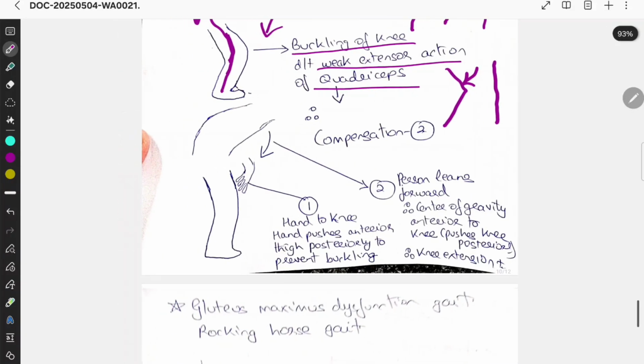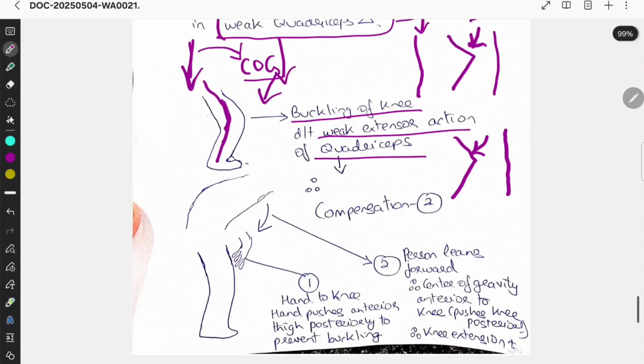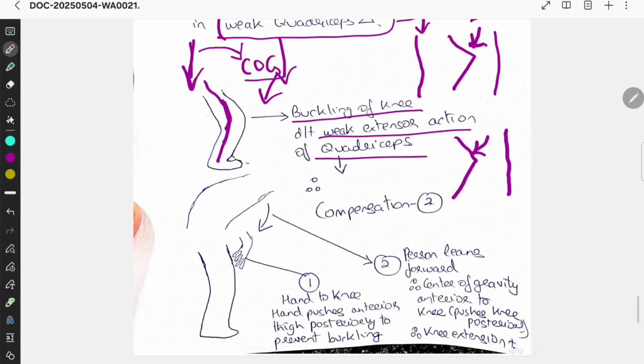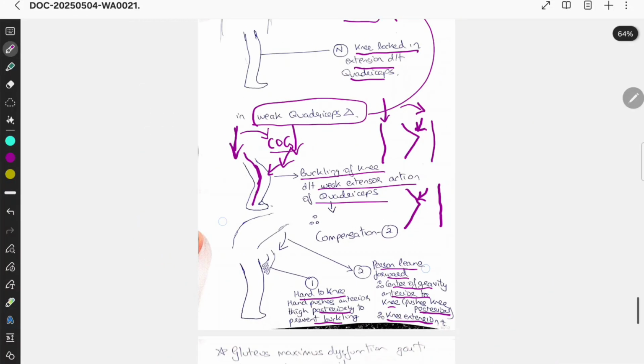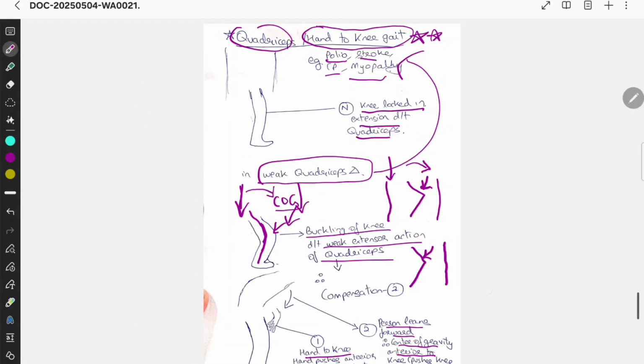So the two compensatory mechanisms, as I explained: first, the person leans forward for the center of gravity to go anterior to the knee, which indirectly pushes the knee posteriorly, which causes knee extension. And the second is the hand to knee gait. The hand pushes the anterior thigh posteriorly to prevent the buckling. Okay, so that is the basic core mechanism of quadriceps gait, which is seen in polio, stroke, cerebral palsy, and myopathy.